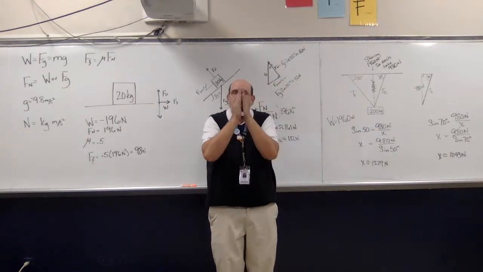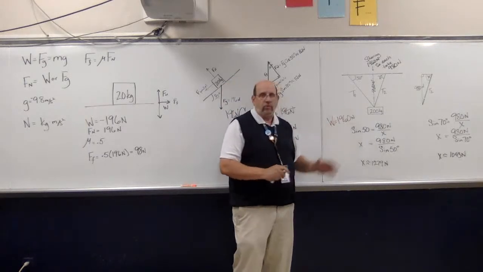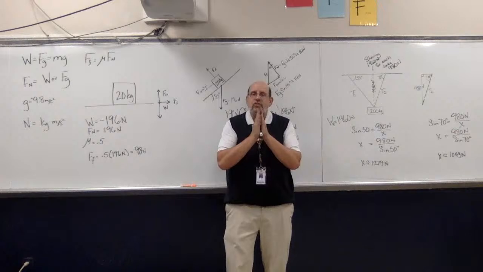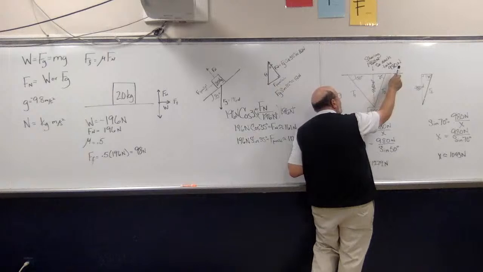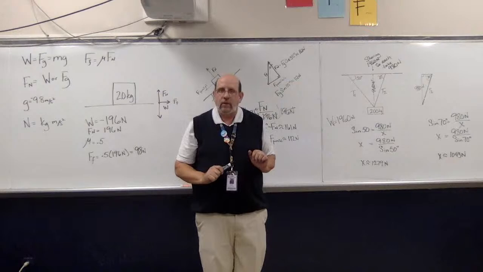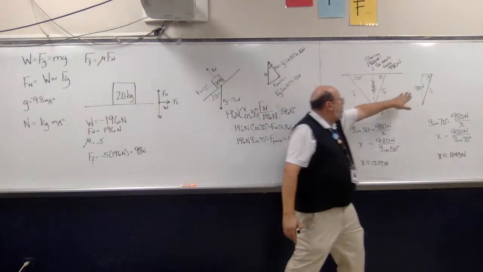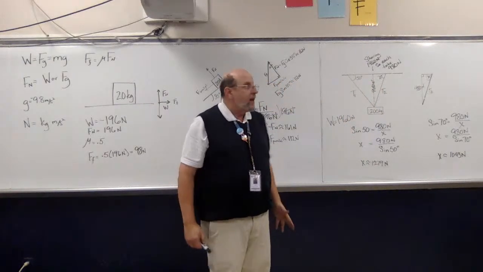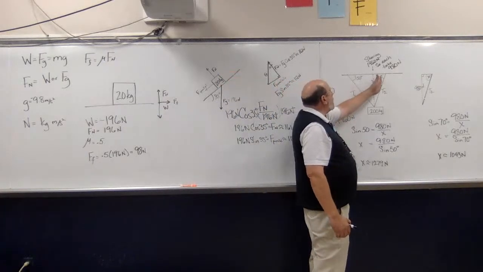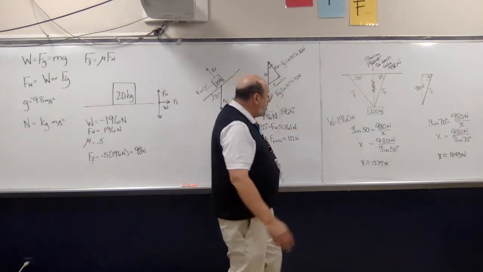So they're both sharing that 1,960 newtons. Therefore, each is holding half, right? So each is holding 980 newtons of that weight. Great. Now I know what this vertical side is for each of these triangles. Well, if I know that vertical side, and that's the side that's opposite the angle that I've been given, I can use the sine function.